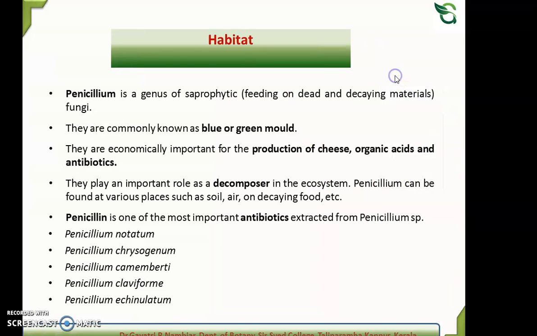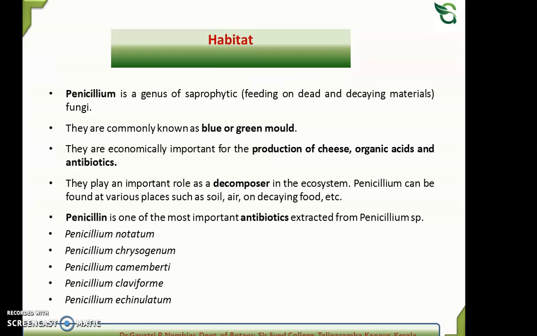Okay, so Penicillium is a genus of saprophytic fungi that mainly feed on dead and decaying materials, and they are commonly known as blue or green mold because they appear in the color of blue or green. They are economically important because of their use in the production of cheese, organic acids and antibiotics. Besides this, Penicillium also plays an important role as a decomposer in the ecosystem, and they are found in various places such as soil, air, decaying food, etc.